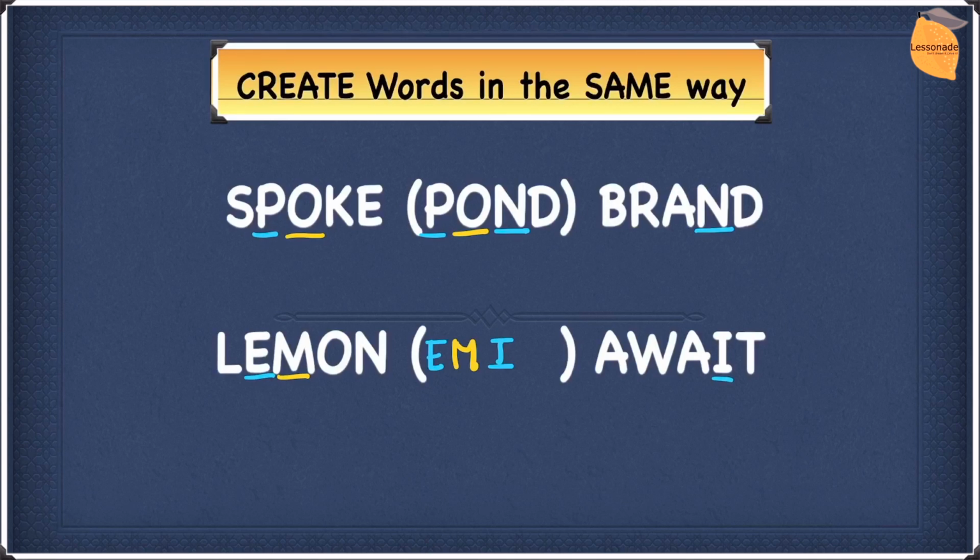So the last letter in this case for pond is D. We will have to see where this D is in terms of spoke and brand. And it is right here in brand. We'll have to find the letter that's directly underneath, which is T, and we can write this T next to the I to give us an answer of emit. Now, let's go on to the next one.